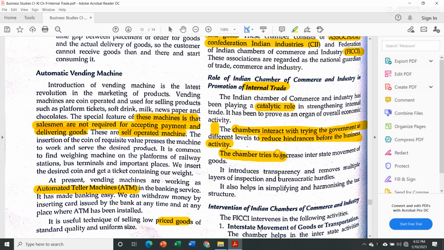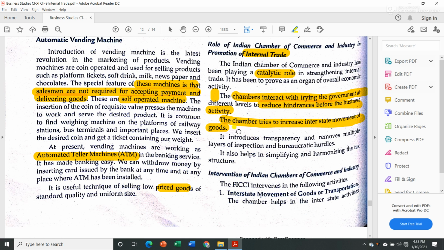Then second is the chamber tries to increase interstate movement of goods. Now they don't focus only on the selling and buying of goods within the state, but they try to promote and increase the rate of movement of goods between different states. Then the third one is it introduces transparency and removes multiple layers of inspection and bureaucratic hurdles.